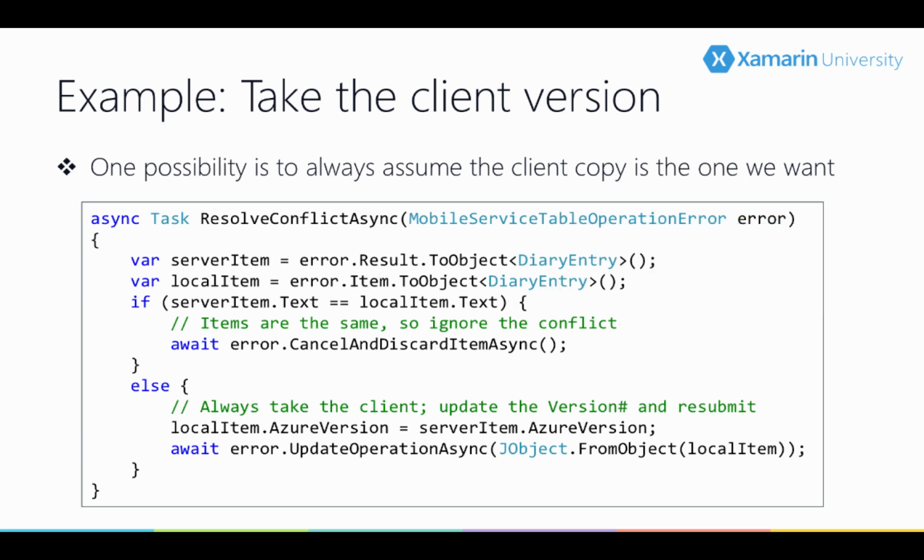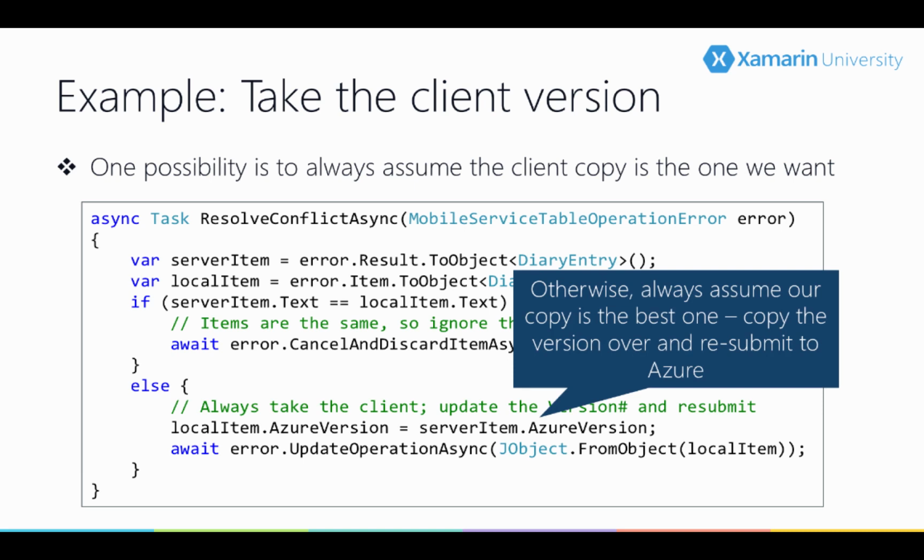Otherwise, we'll take our version over whatever the server has. So we need to copy the version data and then resubmit our change to Azure. And this will also update our local object in our local database.